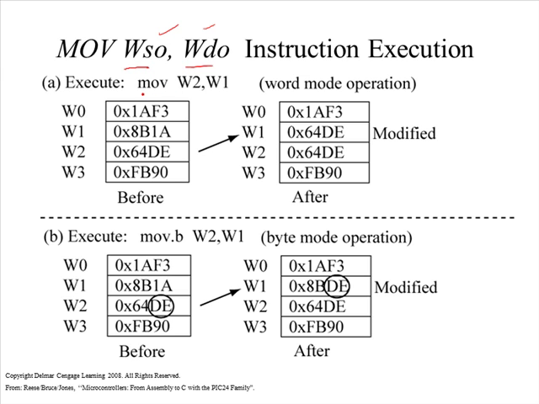So let's execute a move of W2 to W1. Notice that I have not specified .b here, so it's going to be a word mode operation. This shows the before register contents, and this shows the after register contents. So here we're going to take the contents of W2, which happens to be 64DE, and copy them into W1. So after instruction execution, W1 is going to contain the 64DE. Let's change this to a byte operation. So in this case, it's going to copy the least significant byte of W2, which is DE, into the least significant byte of W1. So after the operation, W1 is now going to contain an 8B DE.